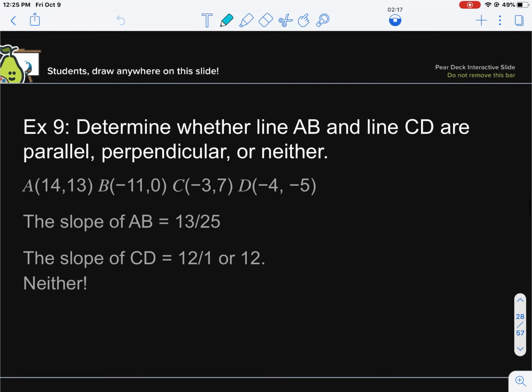So when I calculate it, the slope of AB is 13 over 25, and the slope of CD is 12. Those are not the same. They're not negative reciprocals. They are neither.